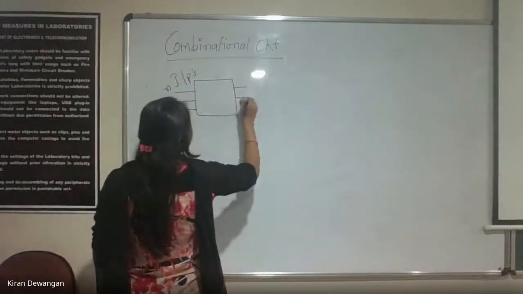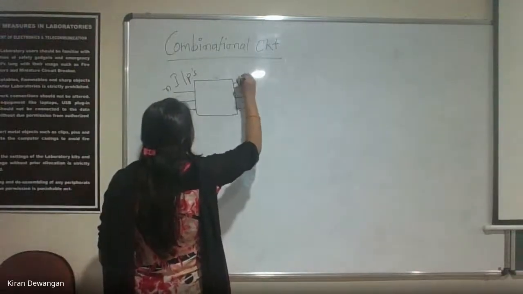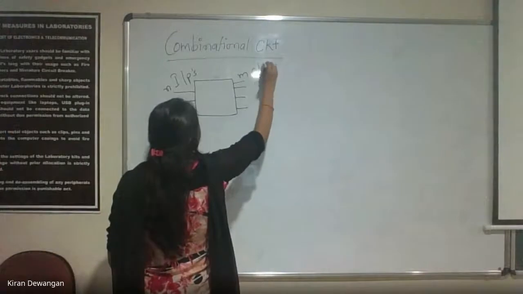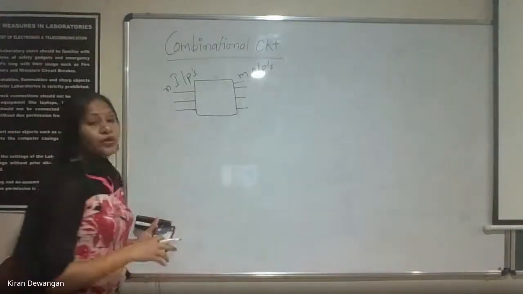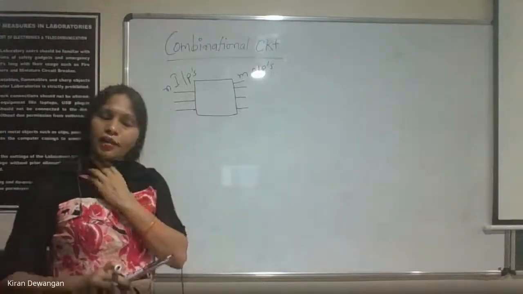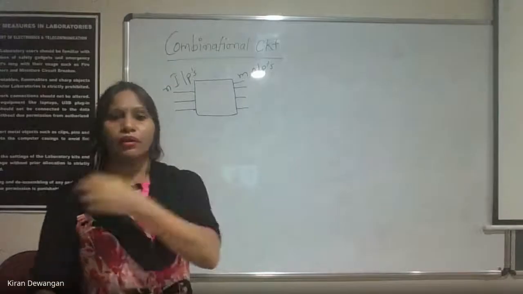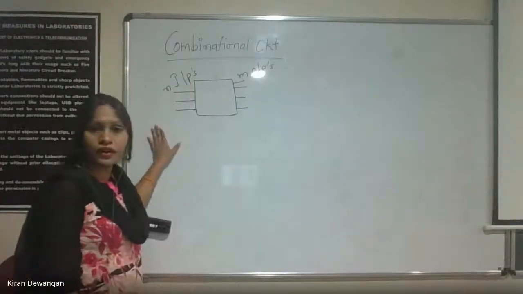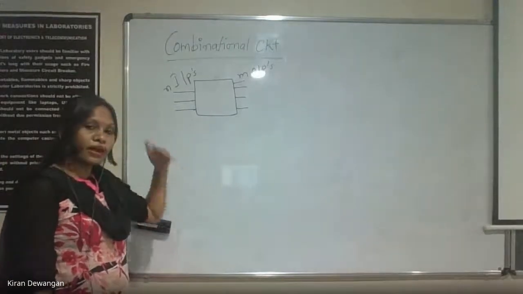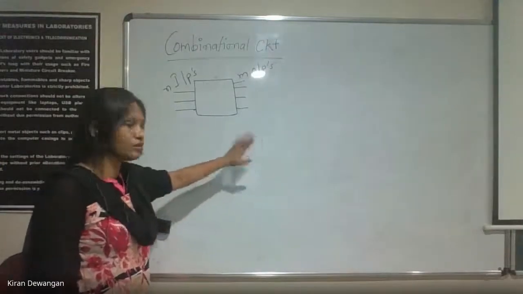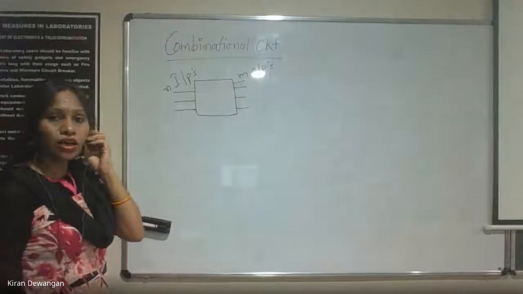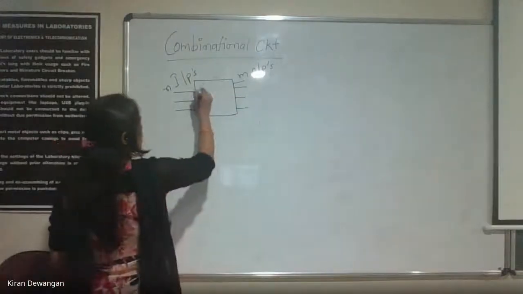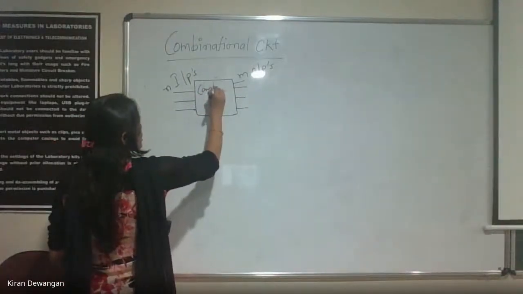and m outputs. N inputs and m outputs. There may be a number of inputs and there may be a number of outputs. That is not fixed for any logic diagram, कि हमारे कितने inputs होंगे और कितने outputs होंगे. This is a combinational logic circuit, this is a combinational circuit.